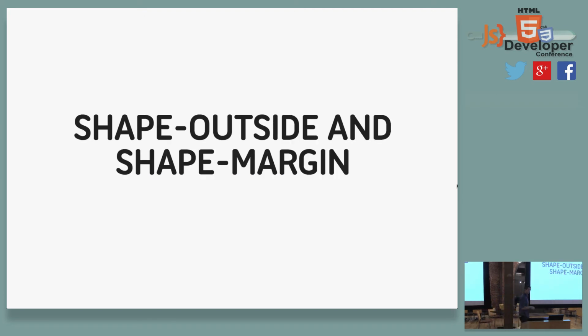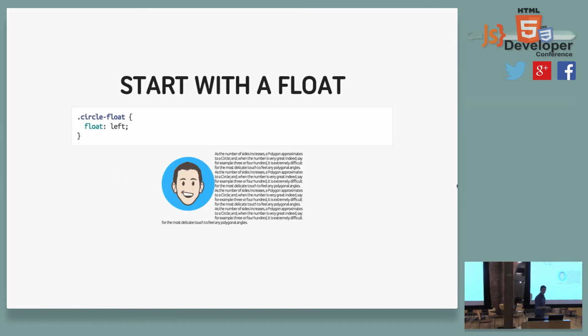So let's go over the two properties that we need to get this done. Shape outside is the property that will pass those shape values that we just went over. Here's an example of some content and an image that's floated left. Again, we have this rectangular way of wrapping the content around, and this is not what we want, right? We have this circular image that looks undesirable, to say the least, wrapping in this way.